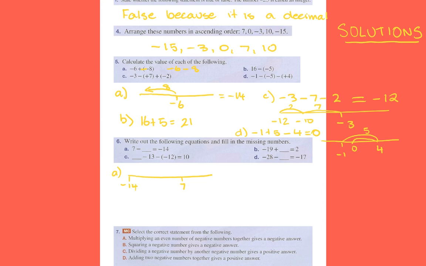So what number gets us from 7 to negative 14 on the number line? We can get from 7 to 0, but then 0 to negative 14. It's 21. 7 minus 21 equals negative 14.